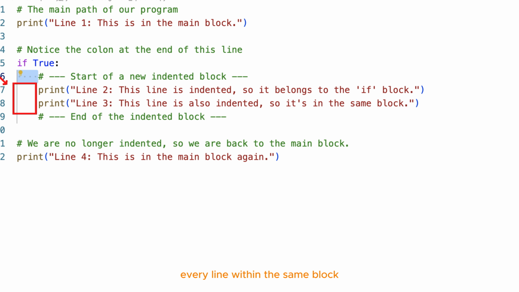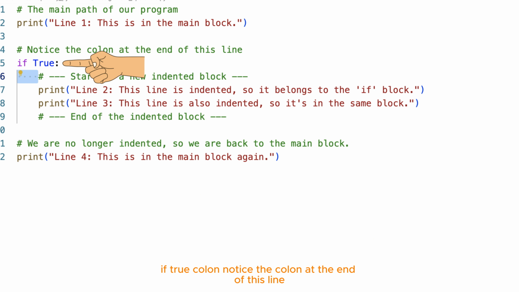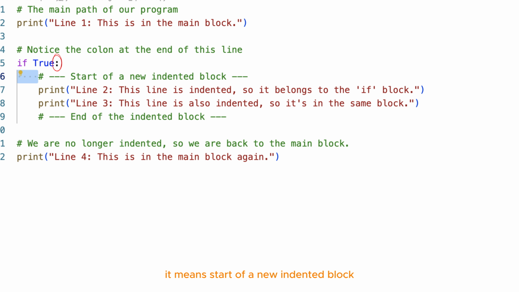We haven't learned about if statements yet, but let's use a simple example to see indentation in action. Don't worry about the if keyword for now, just focus on the structure. The main path of our program. Print line 1, this is in the main block. If true, colon. Notice the colon at the end of this line. It means start of a new indented block.